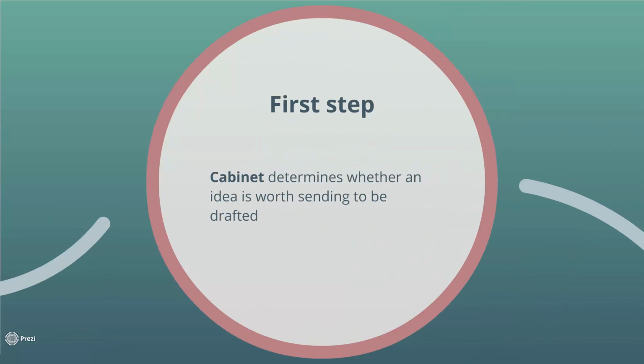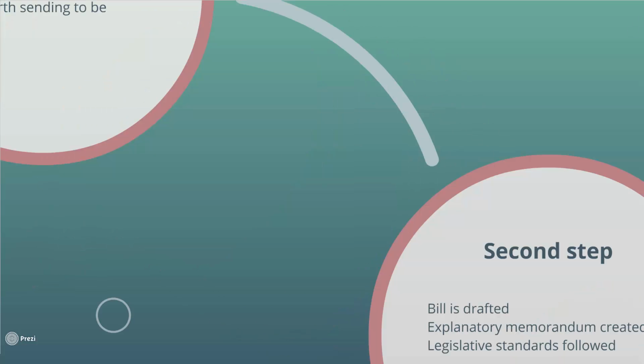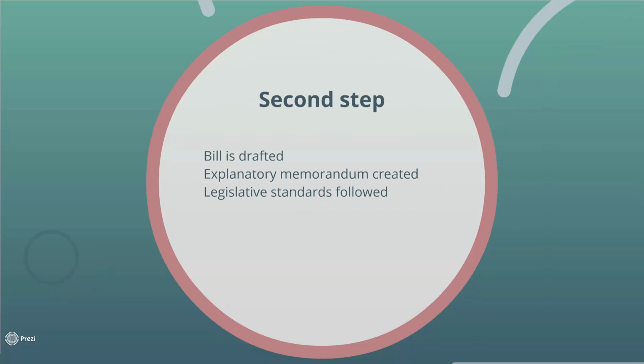The first step, and probably the most important step in this process of creating and changing legislation, is to note that the government of the day, and in particular the cabinet, are the ones who really determine whether any particular idea is actually worthwhile enough to be sent through to the parliamentary drafting committee. Assuming that it is, and it gets that cabinet assent behind closed doors, a bill is drafted. That's essentially a draft piece of legislation.